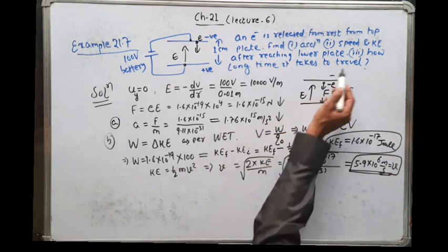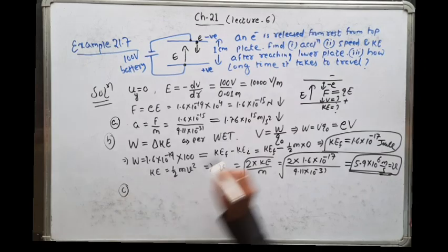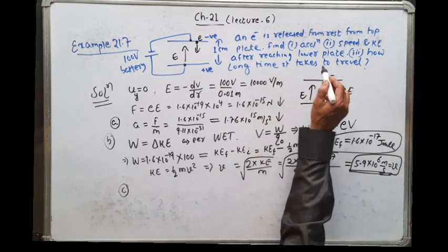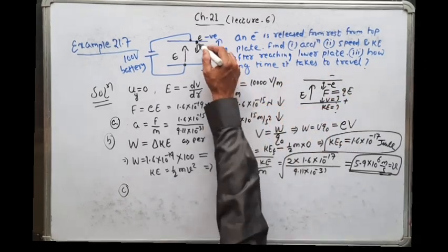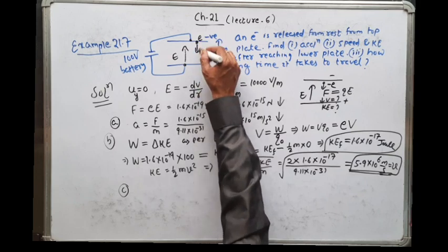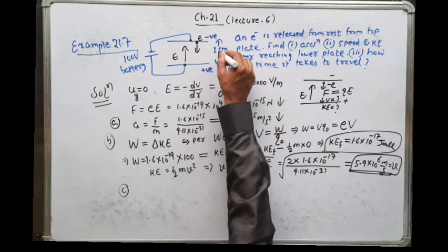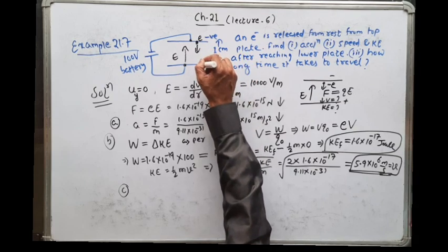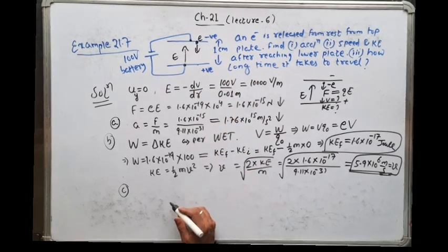The third part of the question is how long it takes to travel. That means the electron is released from the upper plate to the bottom plate. During this journey, what is the distance covered? 1 centimeter. So at what time will it strike the lower plate?